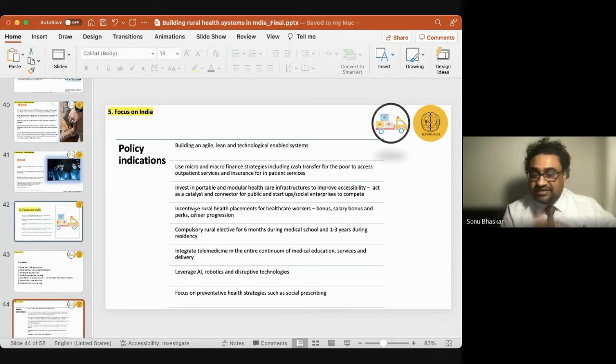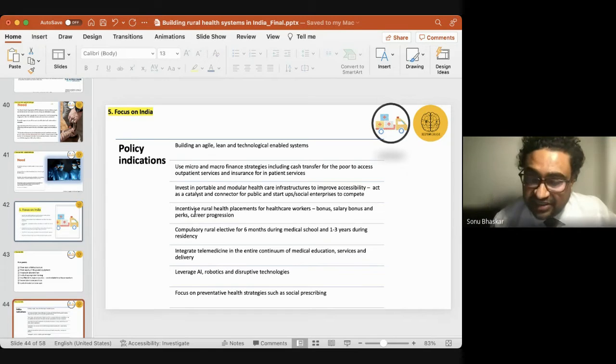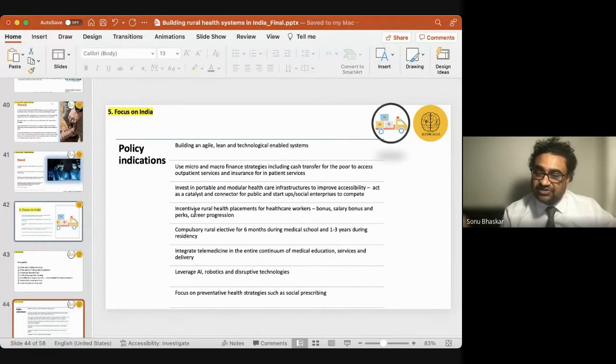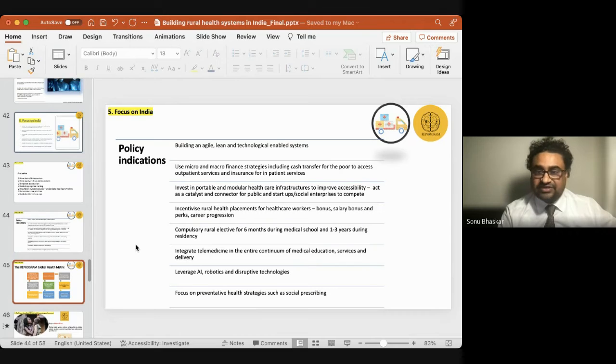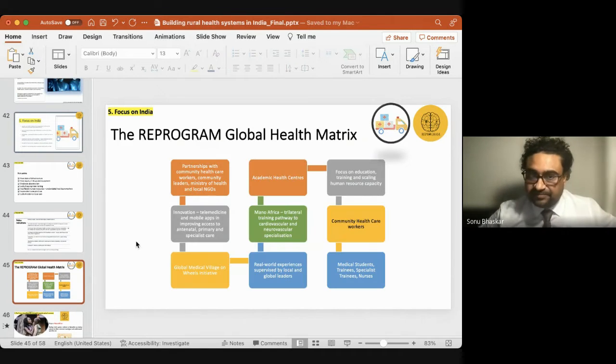And leveraging, as I said, AI, robotics, and disruptive technologies in how we deliver the best treatment for our patients. And really, we need to move from that acute, reactive stage to a more preventative approach, which could include social prescribing and so on and so forth, in these rural architectures. What is our framework? We call it the Reprogram Global Health Matrix.